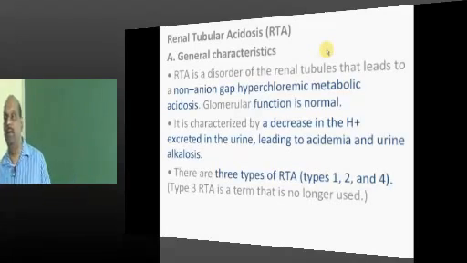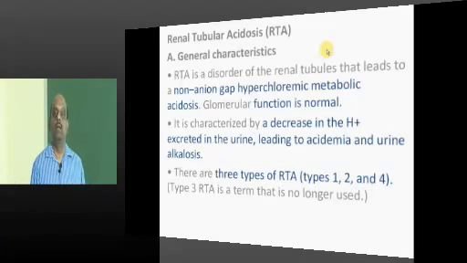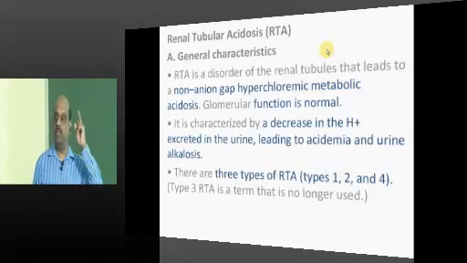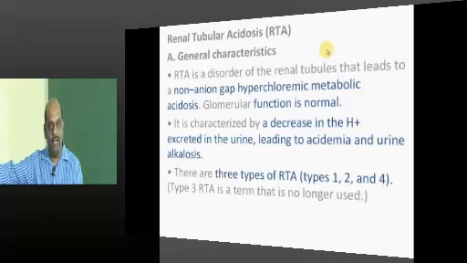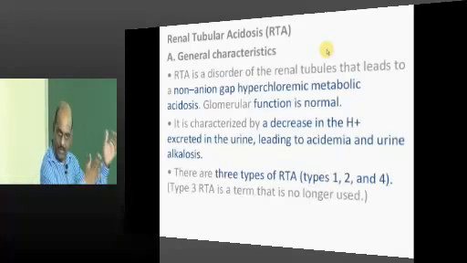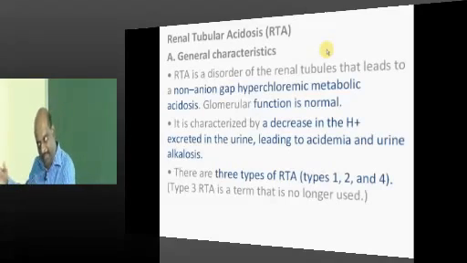For now remember, how do you calculate anion gap? Sodium plus potassium minus bicarbonate plus chloride, right? Sodium plus potassium on one side, from that what will you subtract? Bicarbonate plus chloride.